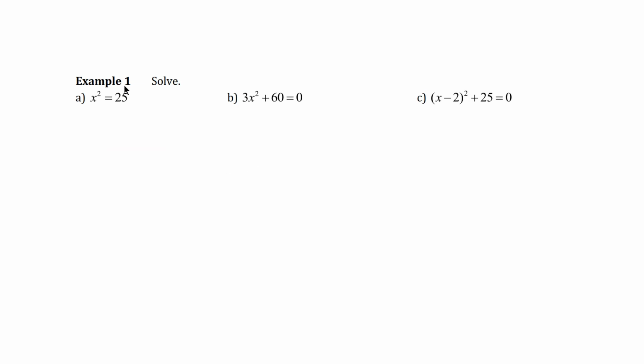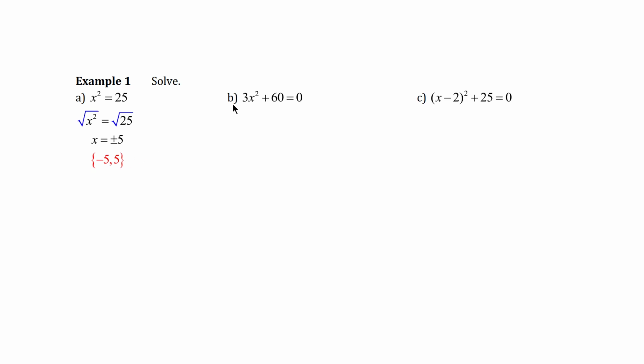In example number 1, solve. For part A, we have x squared equals 25. To solve this equation for x, we need to get rid of the square by using the square root property. We just take the square root of both sides of the equation. The square root of x squared is just x, and the square root of 25 becomes plus or minus 5. So the result is x equals plus or minus 5. Next, we write our final answer in set notation, so I have a set of curly brackets and negative 5, 5 on the inside.